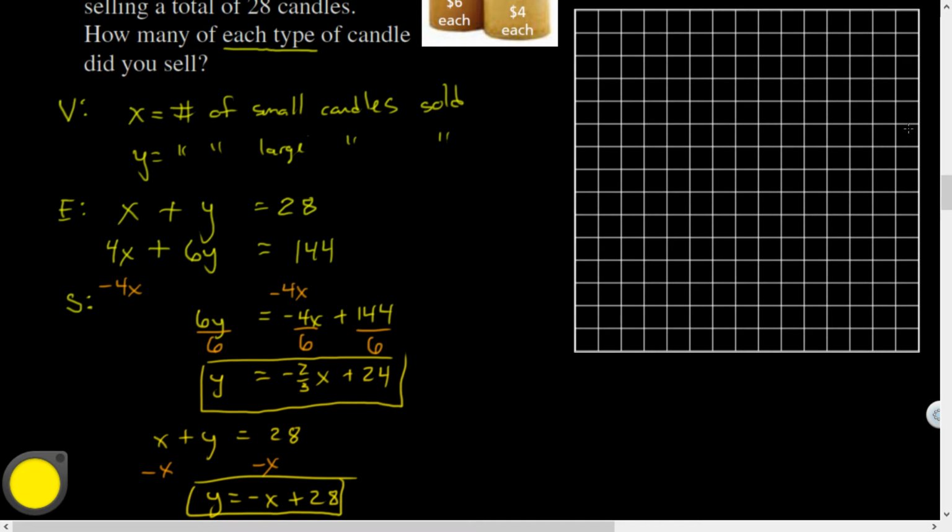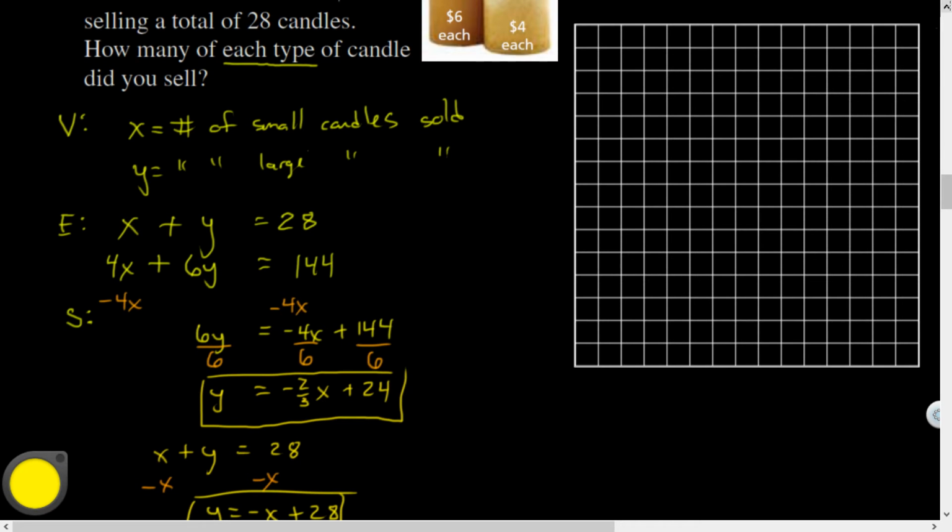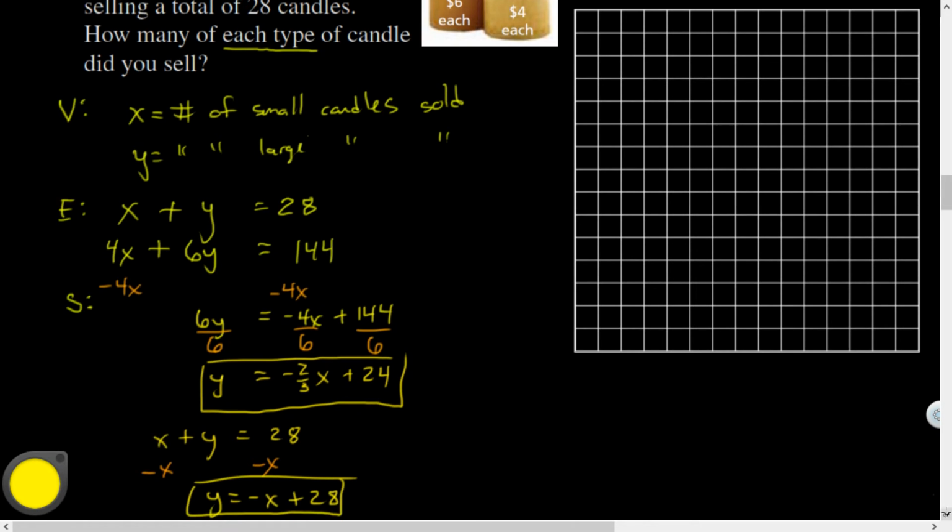Man, I'm thinking I've got to, let's see, count by fives, count by fours. Ah, man, this is going to be an ugly, ugly problem. Try to graph. My grid isn't going to be big enough. I've got to go at least as high as 28 because that's the y-intercept, right? What do you guys think?